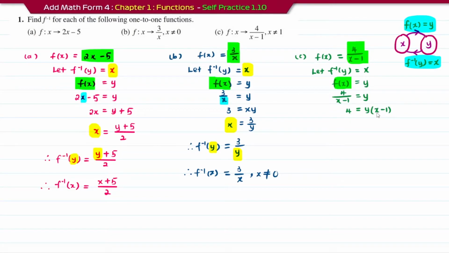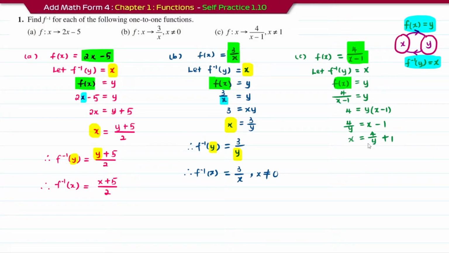Now to let the x become the subject of the formula, I'm going to move this y to the other side. So you're going to have 4 over y equal to x minus 1. Later on, I'm going to move this negative 1 to the other side. So it will be x equal to 4 over y plus 1.